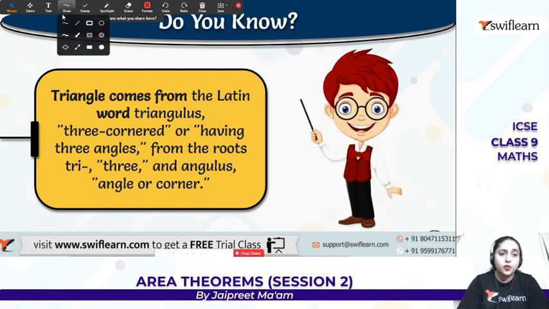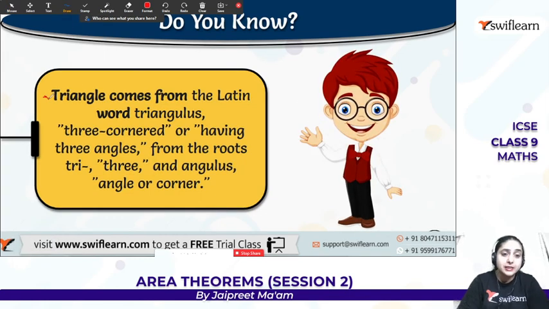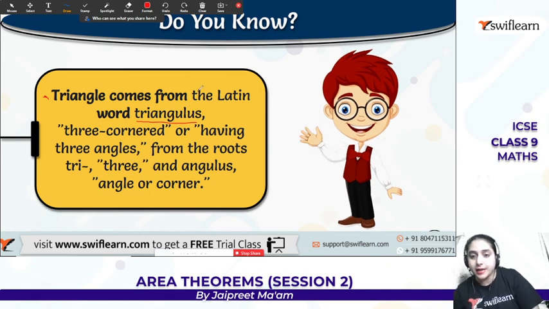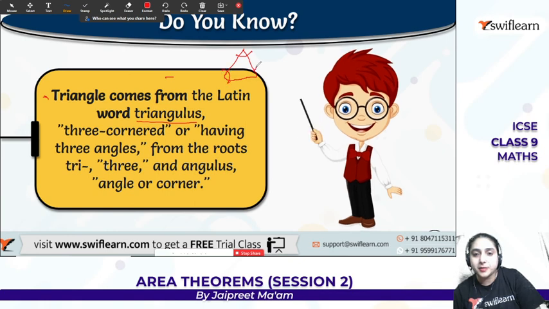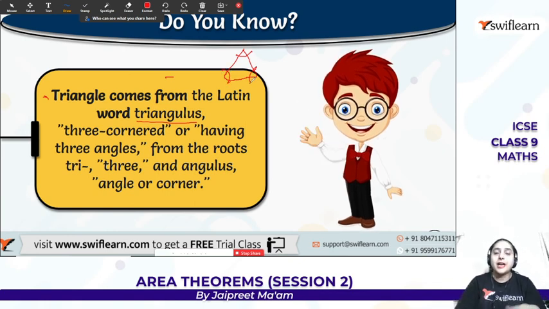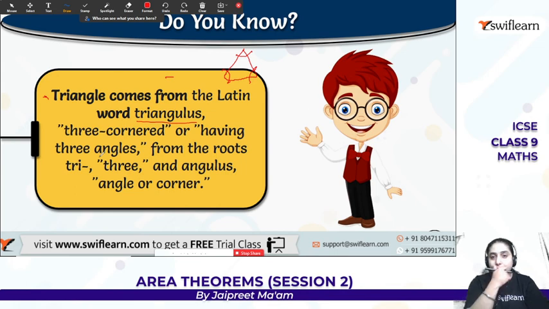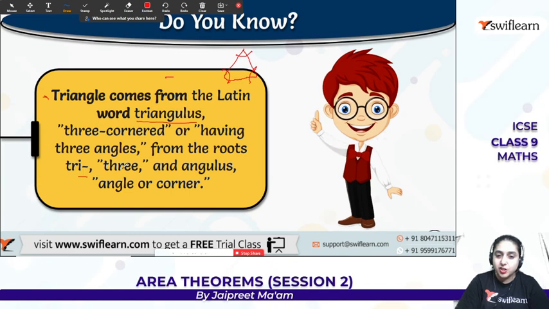Till then, I will tell you a very interesting fact about triangles. Triangle comes from the Latin word triangulus, three-cornered or having three angles. So this is a triangle. A triangle is not easy like quadrilaterals, because we have different types of triangles like isosceles, scalene and equilateral, and they have their different properties. Like the square, we have only one type of square, so it's not easy. From the roots, tri means three and angulus means angle or corner. So it's a Latin word.